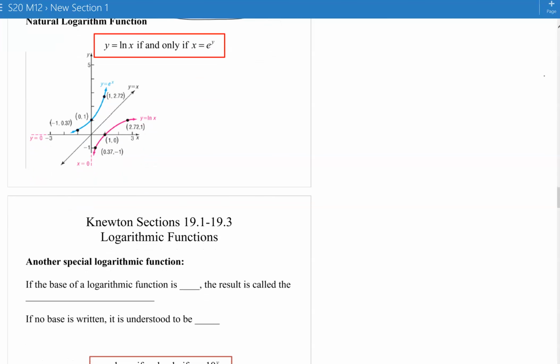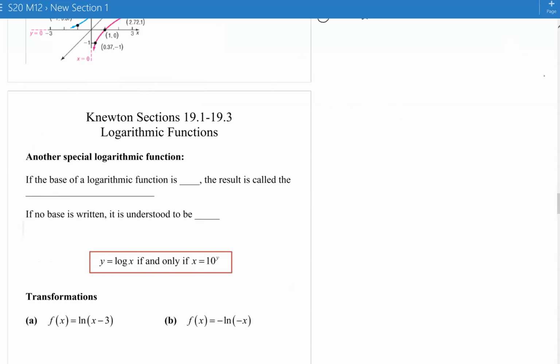So let's also make sure we're familiar with the natural logarithm function. And if your base is e, then e is between 2 and 3. So use your calculator and find e to the 1. It's about 2.718. So it's between 2 and 3, and it's just a number. It's an irrational number that has lots of uses.